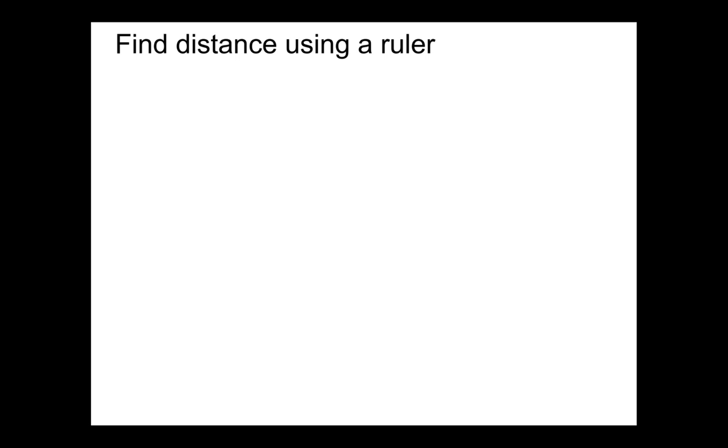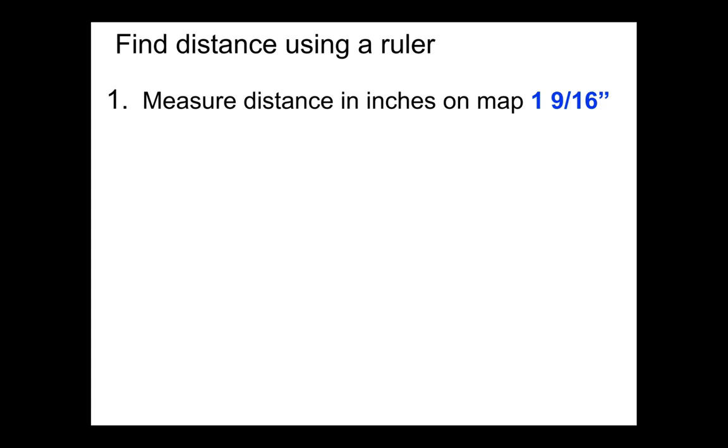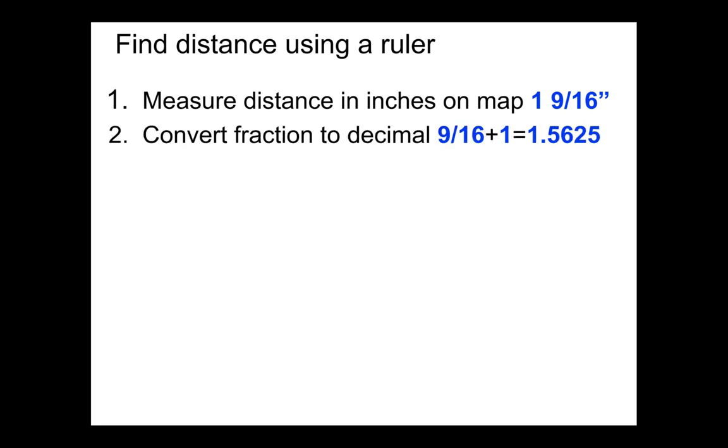Well, if you're using a ruler, you measure the distance in inches on the map. And if we were in class, we'd have actual plastic rulers. So a sample distance would be 1 and 9/16 inches. We're going to convert that fraction to a decimal. So you divide 9 by 16 and add 1. So 1 and 9/16 inches converted to a decimal is 1.5625.